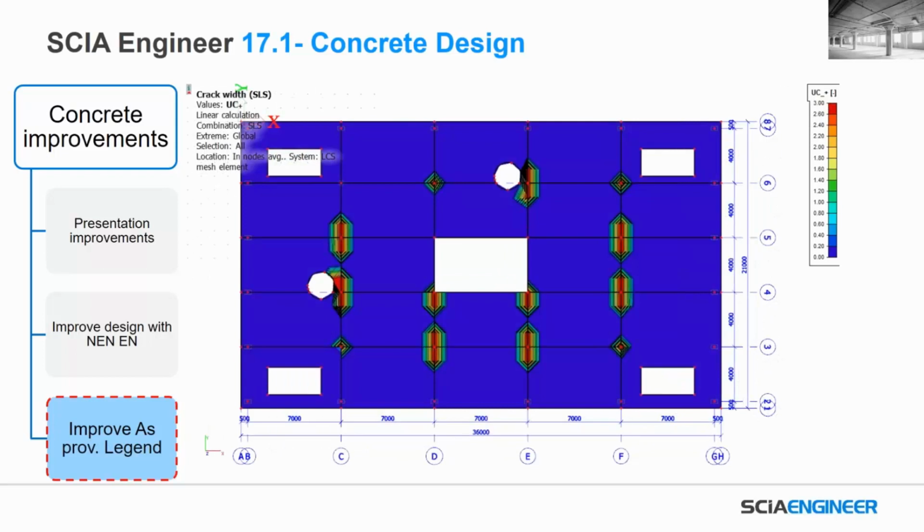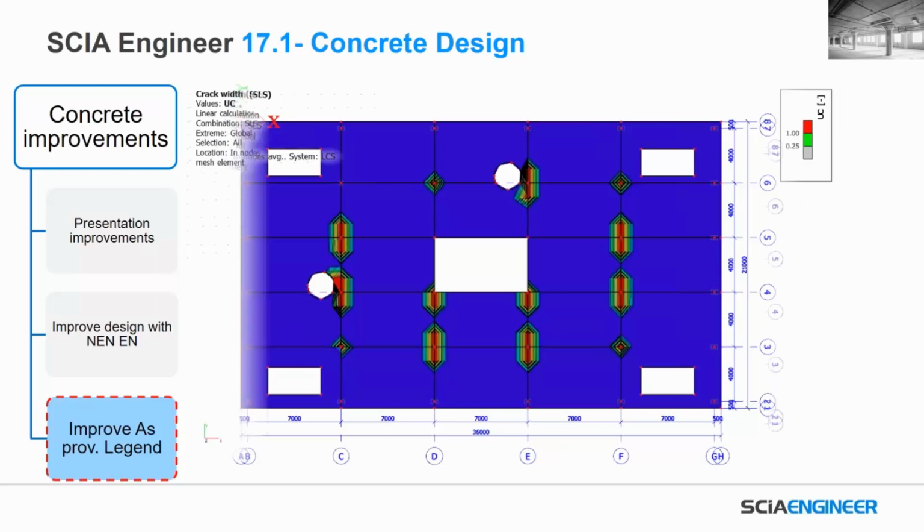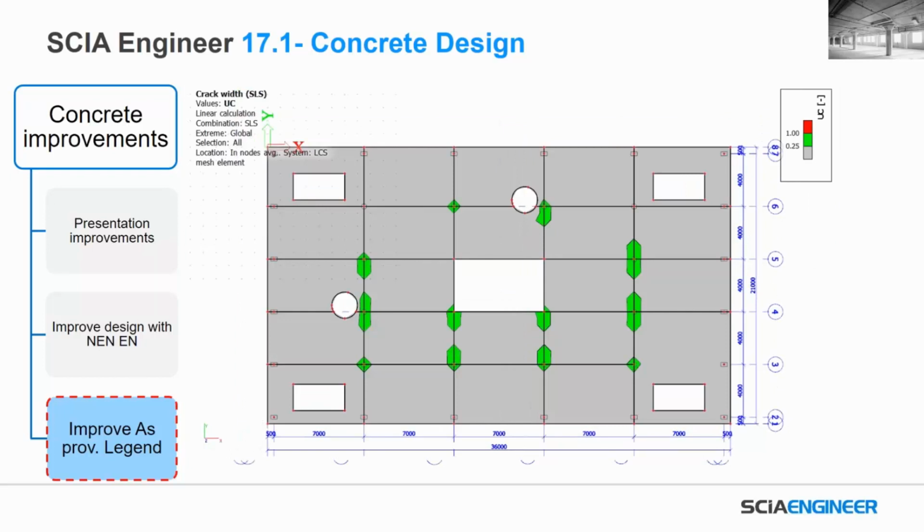We also changed how the unity check is displayed. In this case, using that contour plot, we see a jump from a 0 to a 3 unity check around the columns, and really this doesn't tell us a lot of really good information. What we see now is a much simpler, much more basic unity check scaling.